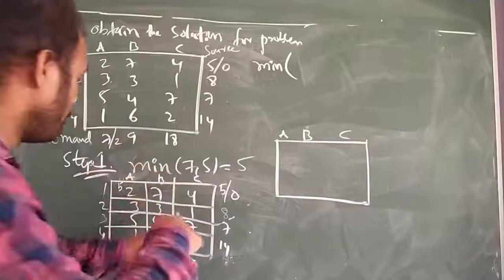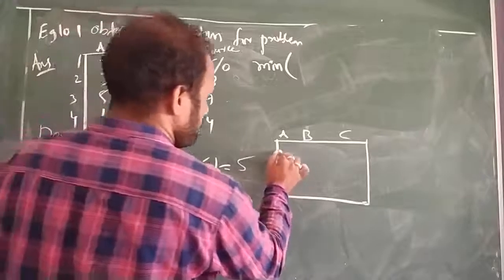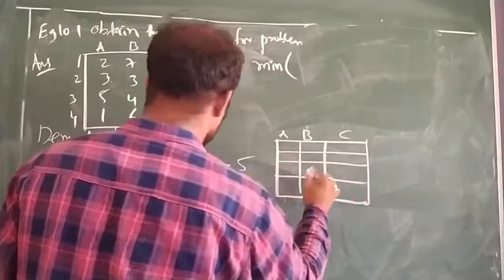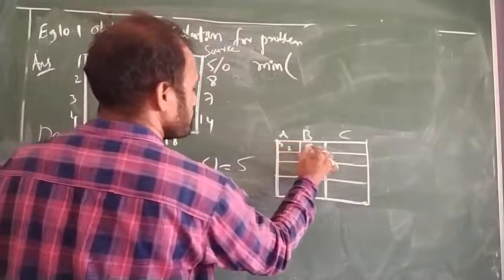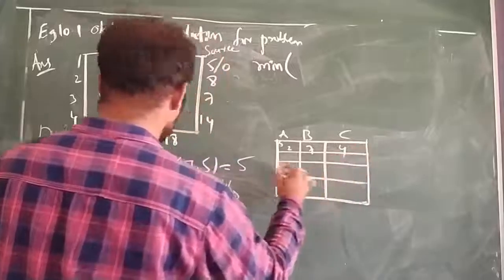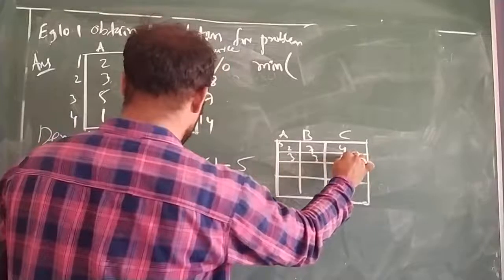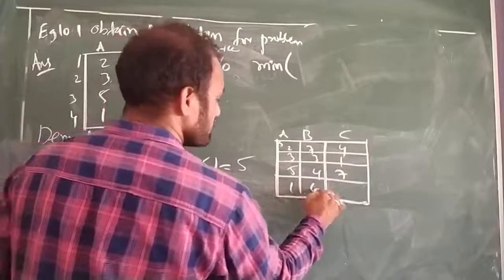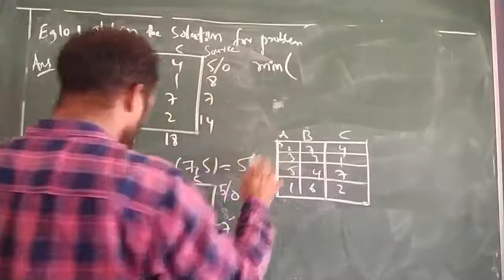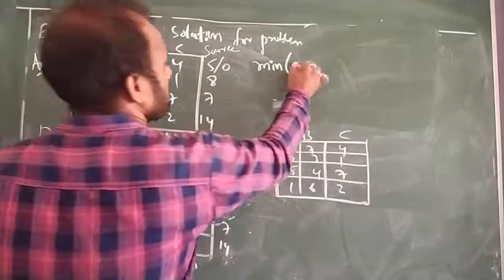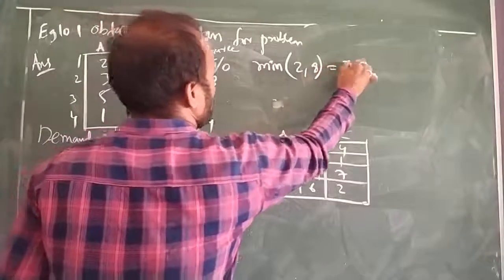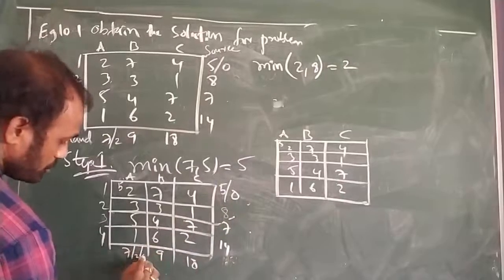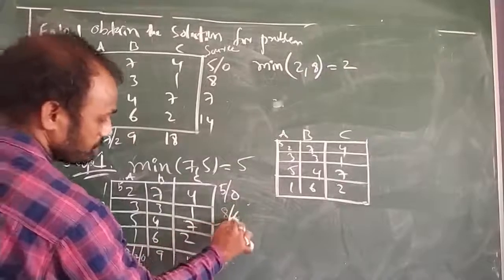Yes, 5. So it is 5, 2, 7, 4, 3, 3, 1, 5, 4, 7, 1, 6, 2. I said minimum of what and what values here? 2, 8. So what is the minimum value of 2, 8? It is 2. So I have to subtract 2 from this. So 2 minus 2 is 0 and 8 minus 2 is 6.